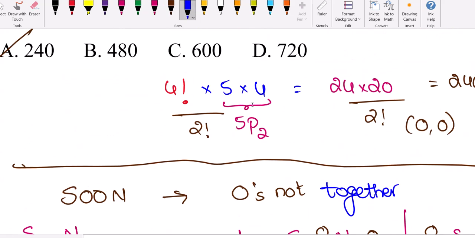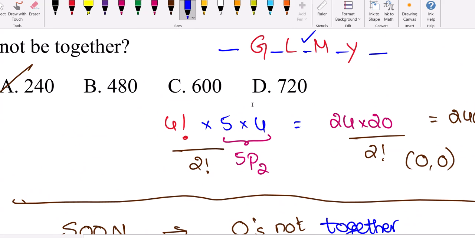So the answer is 240, not 480. That is divided by 2 factorial because in the entire word, 2 O's will be there. After forming, yes, we satisfied all conditions. 4 factorial into 5P2 will come, but in that entire word 2 O's will be there because of the division by 2 factorial.